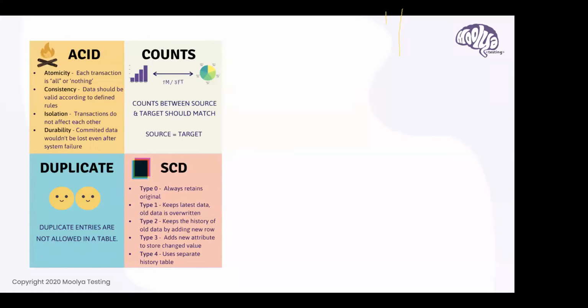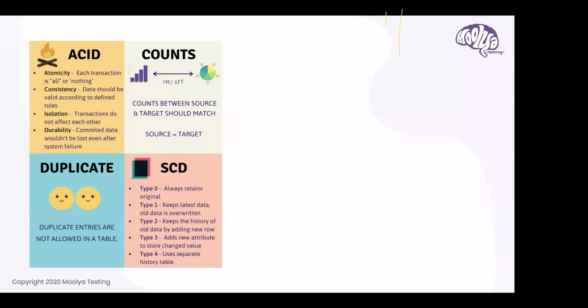Next is the counts check. The counts between the source and target should match. Again, it depends on the requirement actually. The source and target count should match according to the business logic. You can reiterate. Okay. So for the duplicate check, duplicate entries are not allowed in a table, which will impact the quality of a product. If you see duplicate entries in the table, it will impact the customer dashboard or metrics dashboard, which is not a good sign.